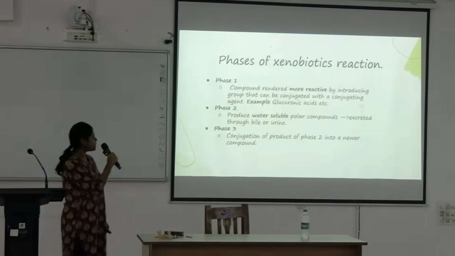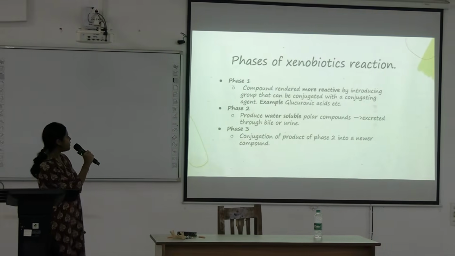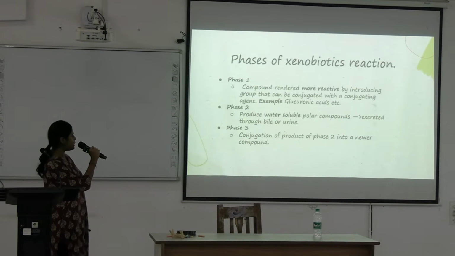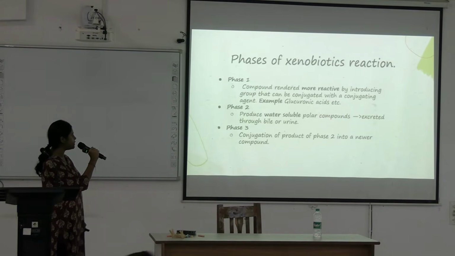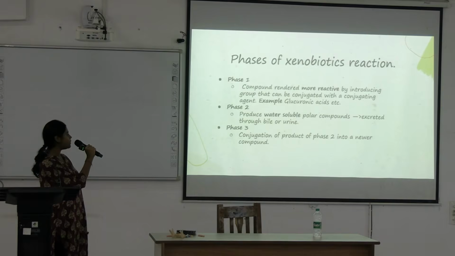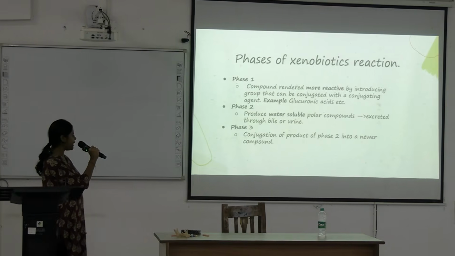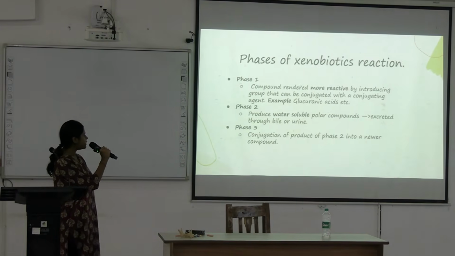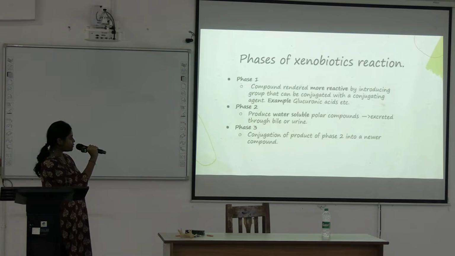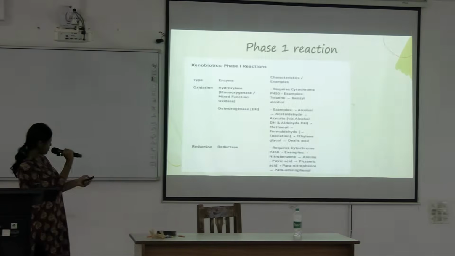Phases of xenobiotics reaction. Phase 1: compound is rendered more reactive by introducing a group that can be conjugated with a conjugating agent, example glucuronic acid, etc. Phase 2: produces water-soluble polar compounds excreted through bile or urine. Phase 3: conjugation of the product of phase 2 into a newer compound.